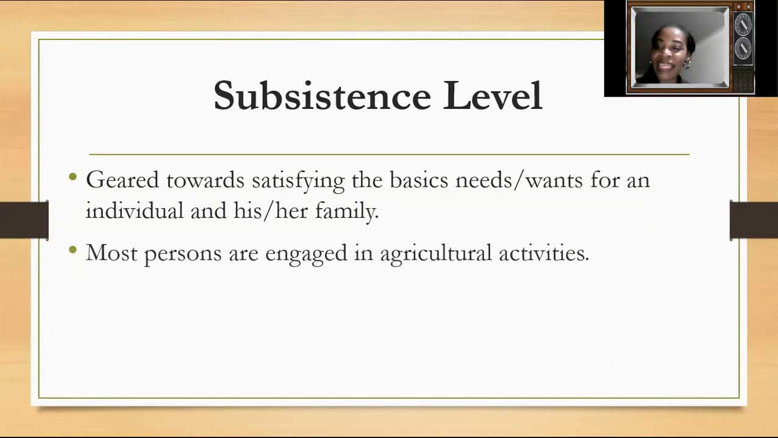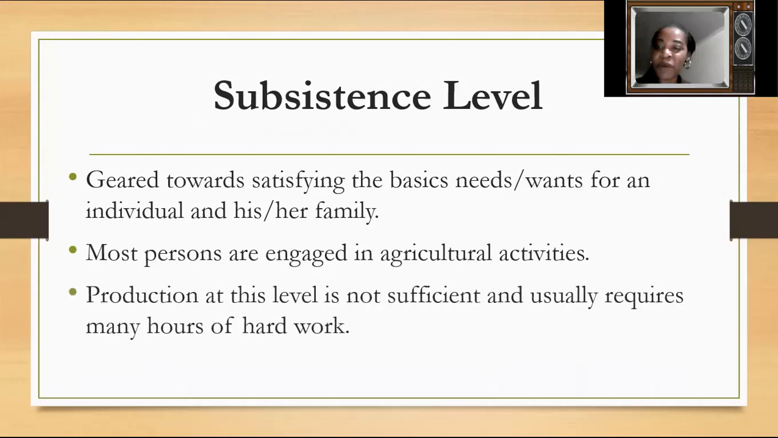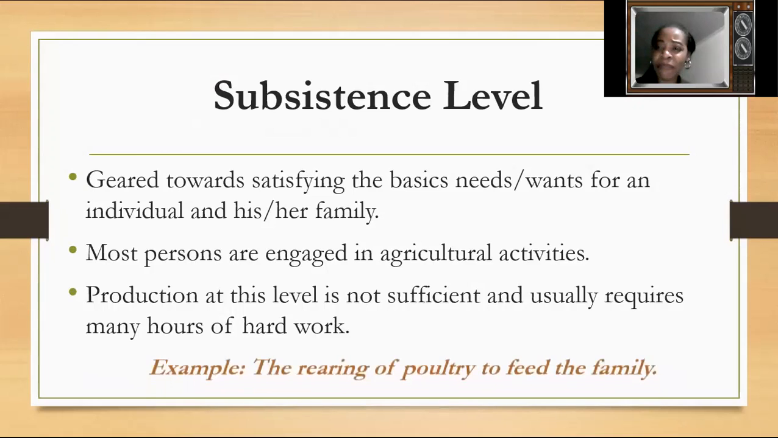Most persons who are engaged in production at the subsistence level are usually involved in agricultural activities, and this type of production is usually not sufficient to supply the needs of a country or the nation at large, and it requires many hours of hard work. An example of subsistence level production would be the rearing of poultry to feed a family.